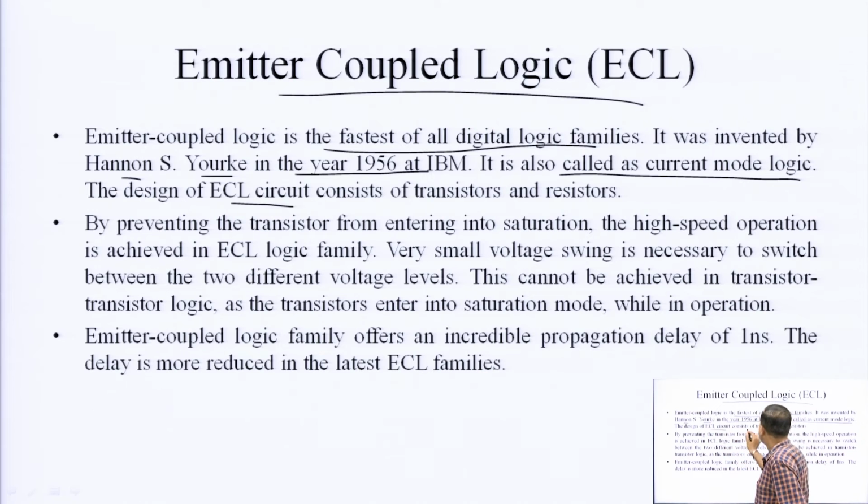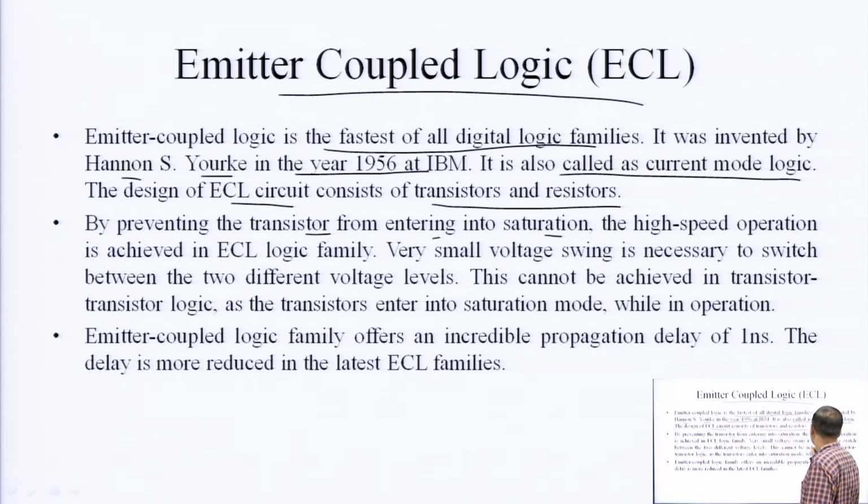The design of ECL circuit consists of transistors and resistors. By preventing the transistor from entering into saturation, the high speed operation is achieved in ECL logic family. So, how are we getting better speed in ECL? The answer is by preventing the transistor from entering into saturation. It does not allow the transistor to get into the saturation mode, and that is the reason that ECL performs with a very high speed.